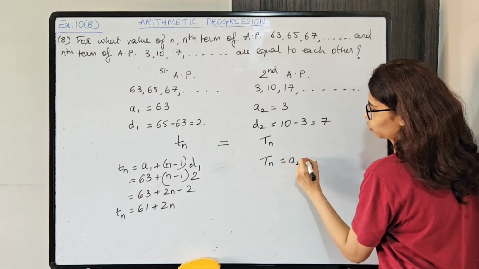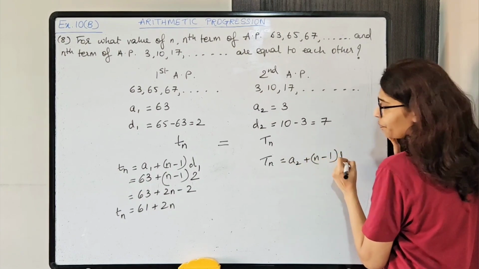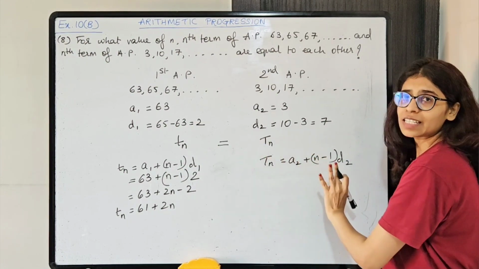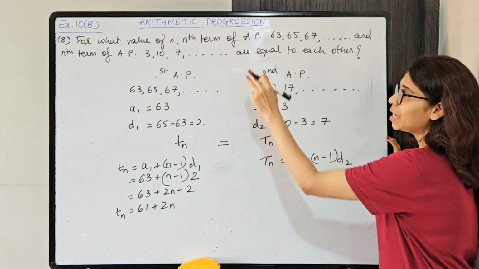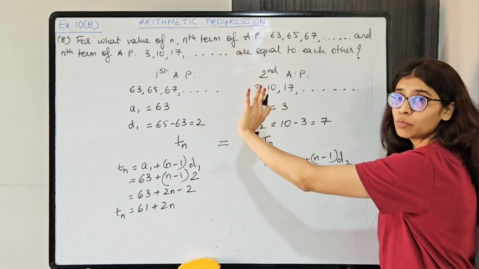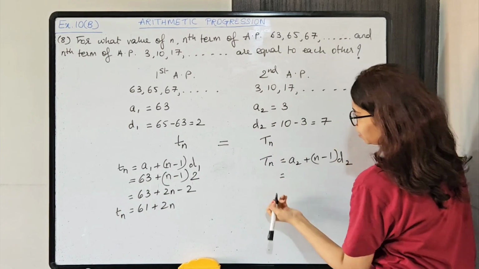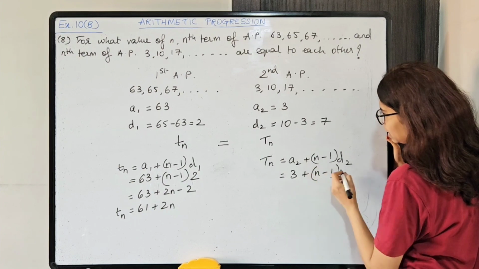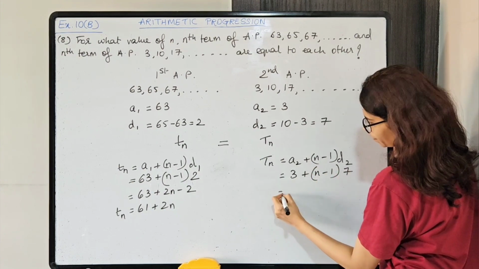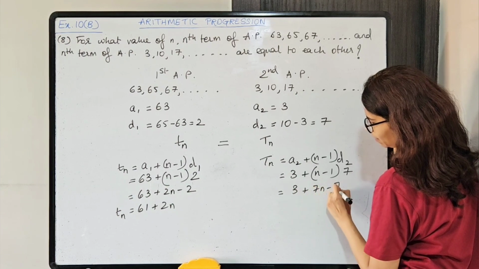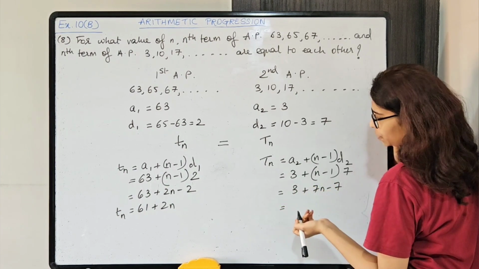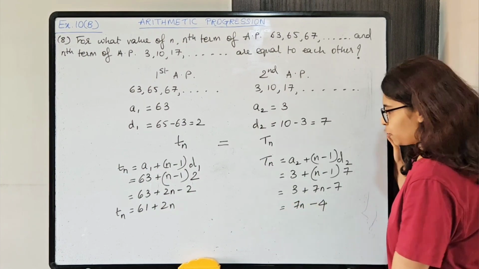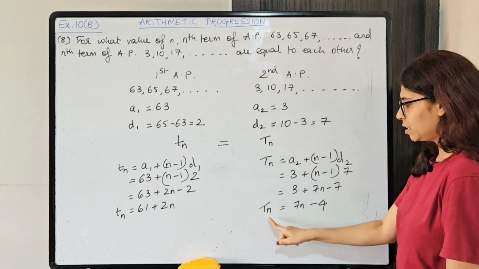It will be A2 plus n minus 1 into D2. Be very careful. n same है. Okay, so take n same, don't take n1 n2. Okay, n same है. So question read करो, दोनों में nth term ही बोला है. Okay, A2 is 3 and n as it is. D2 is 7. So it will be 3 plus 7n minus 7 that will give 3 minus 7 gives minus 4. So I'll write down the positive term first and then the negative term. Okay. So nth term second AP का is this.